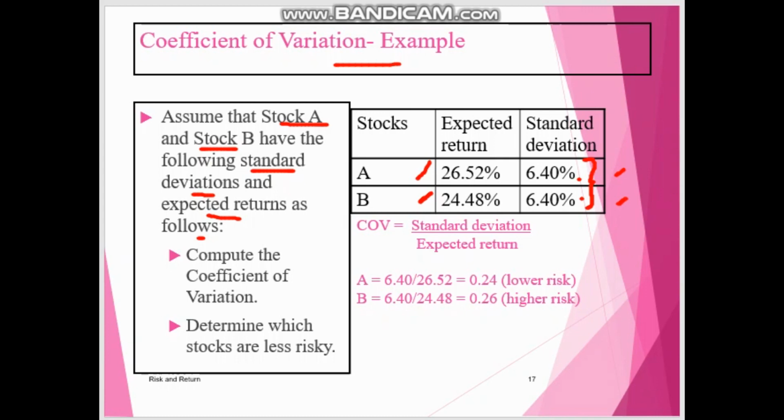So what we have to do is calculate using the coefficient of variation. We take our standard deviation and divide it by the expected return. For A, 6.4 divided by 26.52, so we get 0.24. For B, we take 6.4 divided by 24.48, we get 0.26. Just like what I said before, lower means low risk, higher shows a higher risk. Okay, now we move on.